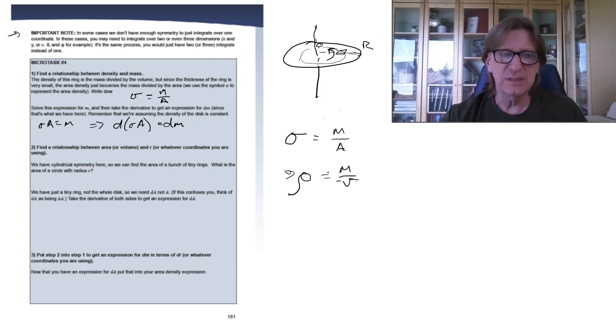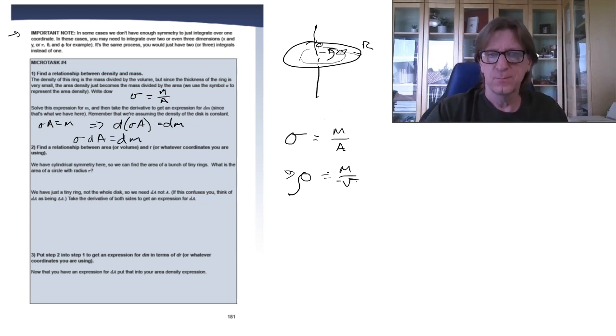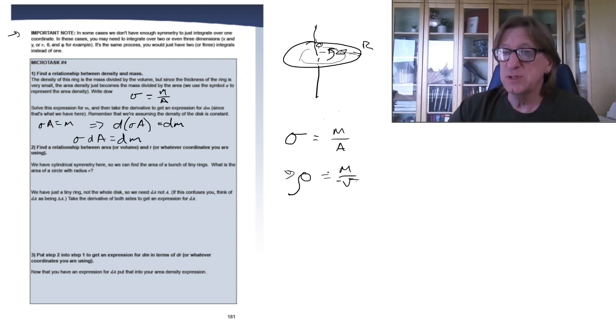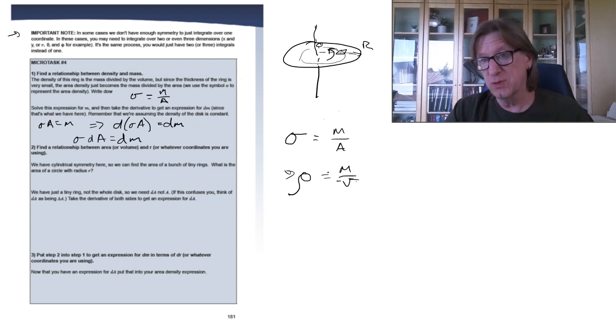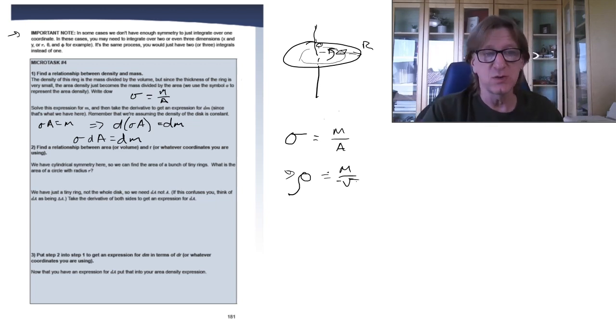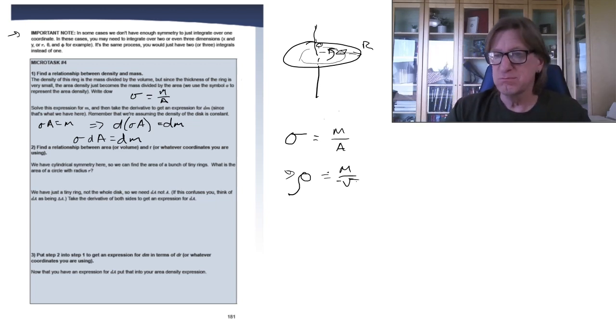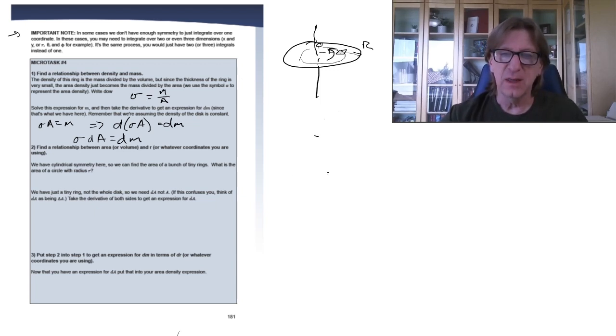So I can pull my sigma outside, and so I get sigma dA is equal to dm. And that's nothing more than just taking the derivative of both sides. So the next step says we want to find a relationship between the area, or the volume, it's going to be the area in this case because we've got a surface area, and r, or whatever coordinates that we're using. So how can I write the area of this disk related to r?